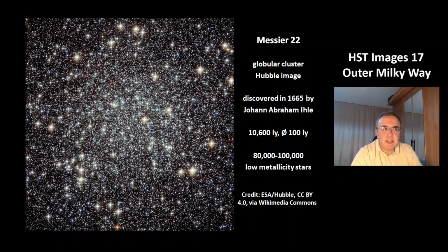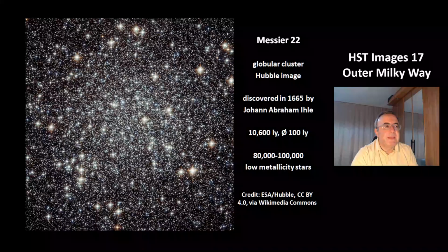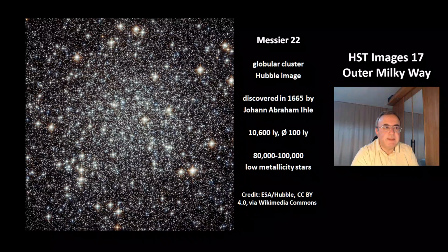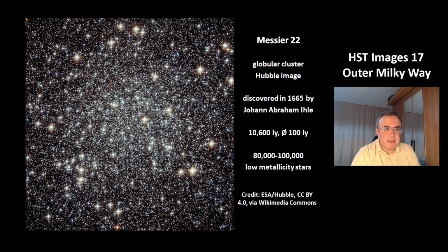This is one such example. It's a Hubble image of the globular cluster Messier 22. Messier 22 was discovered in 1665 by Johann Abraham Ihle. It is at a distance of 10,600 light years and has a size of 100 light years. This globular cluster contains 80 to 100,000 low metallicity stars.